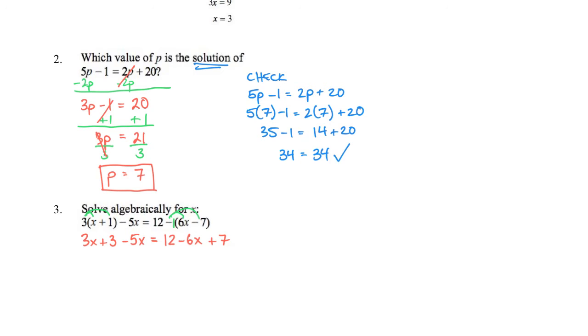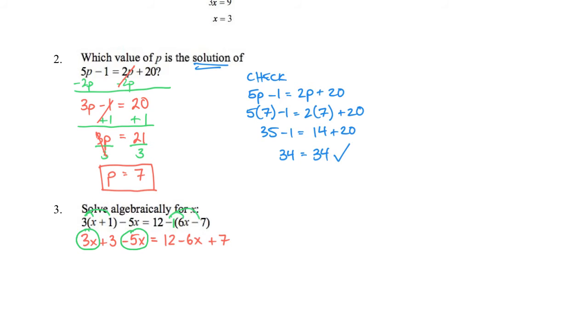Okay, now I want to combine like terms. Now remember, combining like terms is only on one side of the equal sign. So I'm going to combine like terms on this side, and I'm going to combine like terms on this side. And since I'm only working on one side of the equal sign, it's not inverse operations. It's just combine. So what I see over here is a 3x and a minus 5x.